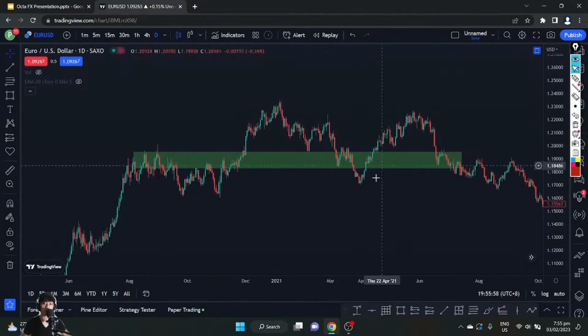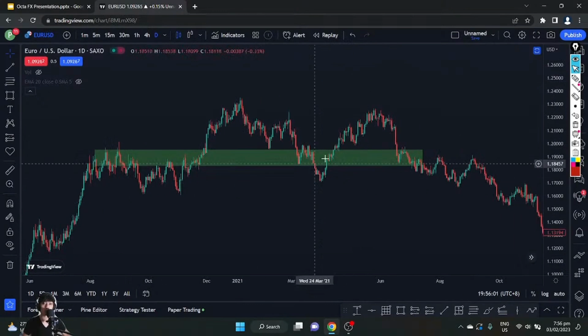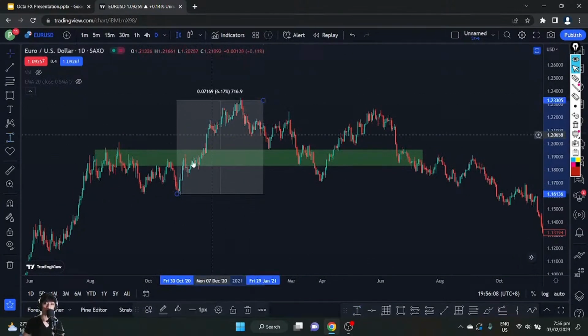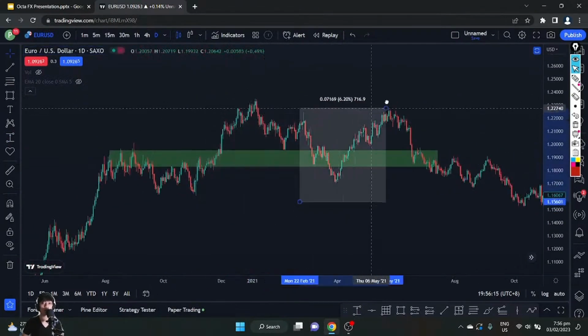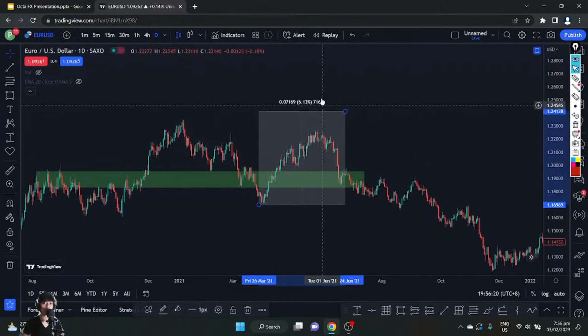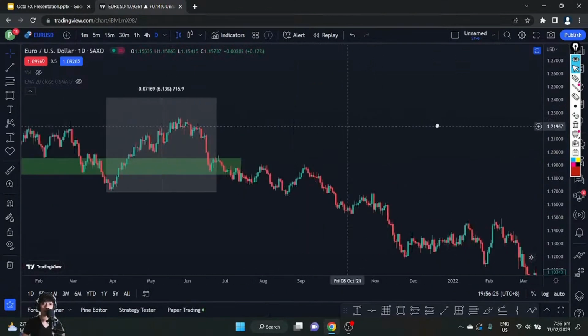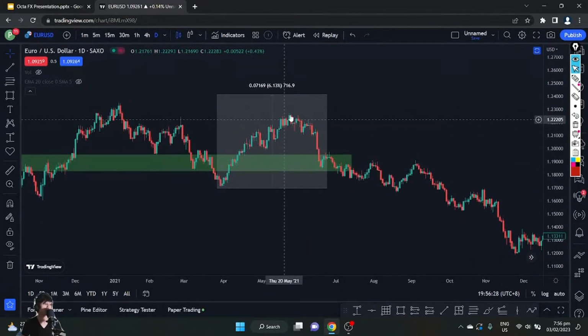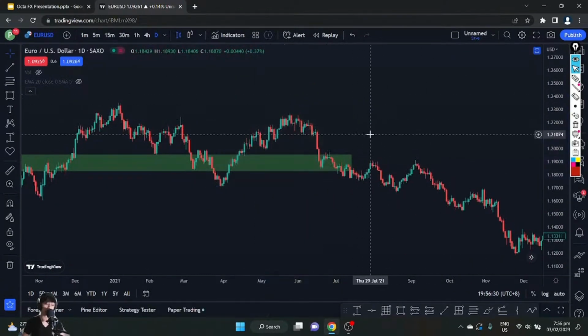And if you want to know if the price could go up like this, what we can do is calculate the pips of this previous impulsive move. We can see that it has 716.9 pips. So we can put it in this support zone and we can expect the price to move another 716.9 pips. But unfortunately, this next impulsive move right here didn't do it. But you got the point. I hope you got the point.